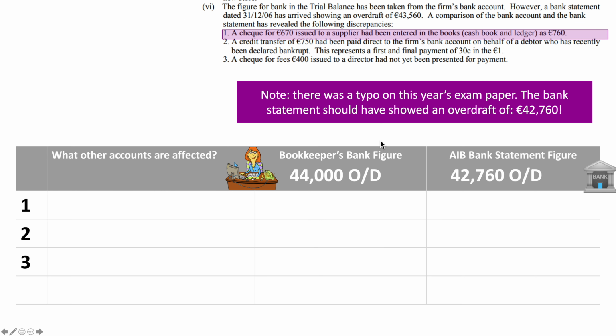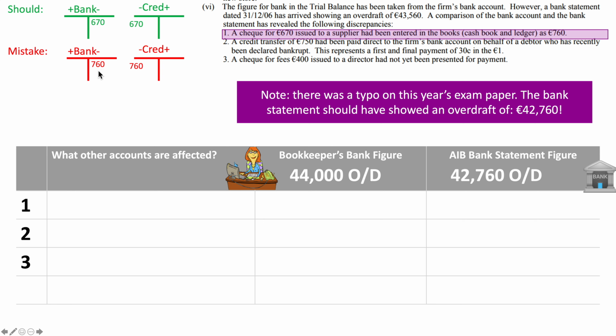Right, so looking at the first one, a cheque for 670 issued to a supplier had been entered in the books, cash book and ledger as 760. Okay, so let's take a look. The bookkeeper messed up here. The bookkeeper should have put 670 on the credit side of bank and 670 on the debit side of creditors. That's what should have happened, but by mistake they put 760 instead of 670. So that is the error there.